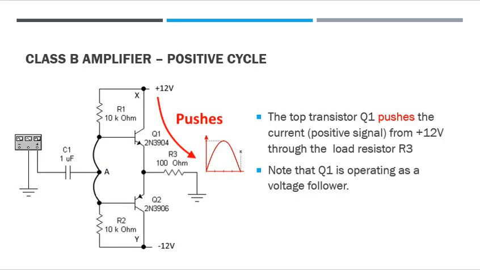So let's take a look at the positive cycle. When Q1 turns on, we have a positive cycle coming in on its base. It pushes the current through our load resistor, our 100 ohm load resistor. One of the things you might notice is that our input signal comes from our signal generator through the capacitor, through junction A, up into the base, and then it comes out the emitter. When it comes out the emitter, that's a voltage follower. So Q1 is operating as a voltage follower.